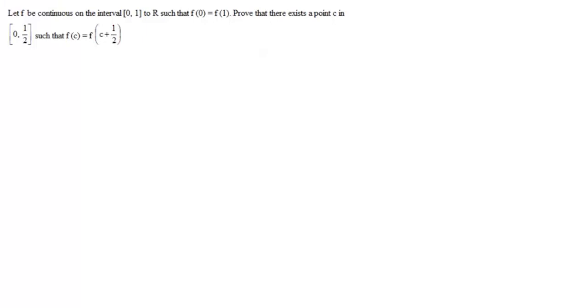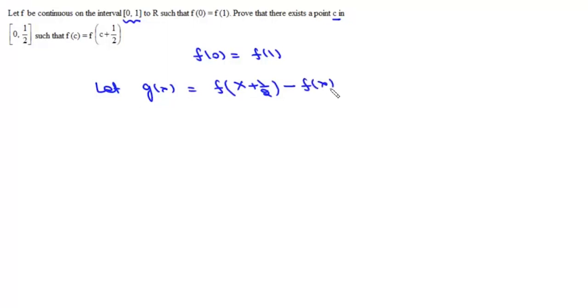Now the question is, we are given this function f which is continuous on the interval 0 to 1, and it is given that f(0) equals f(1). Then prove that there exists a point c in 0 to 1 by 2 such that f(c) equals f(c plus 1 by 2). Now what we'll do is, we'll let a function, say g(x), which is f(x plus 1 by 2) minus f(x).